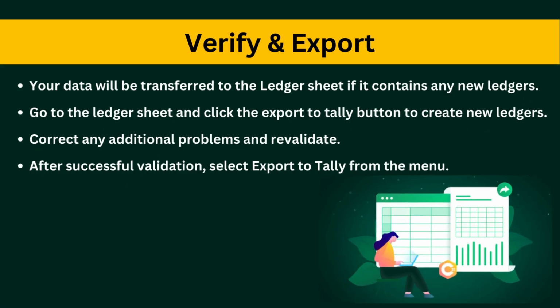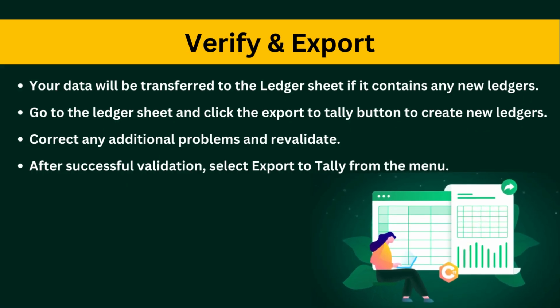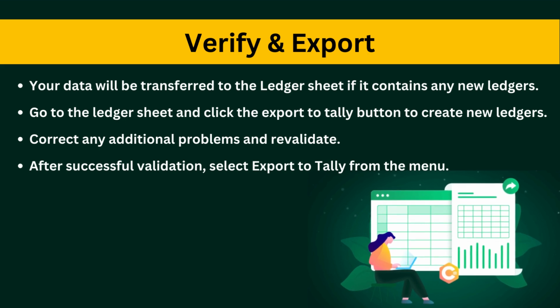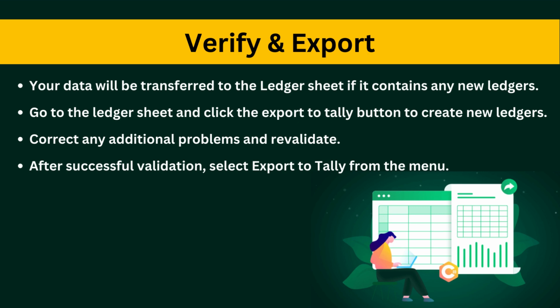1. Please click the Validate button after entering all the necessary details. 2. Errors will be indicated, if any. 3. Your data will be transferred to the ledger sheet if it contains any new ledgers. Go to the ledger sheet and click the Export to Tally button to create new ledgers.